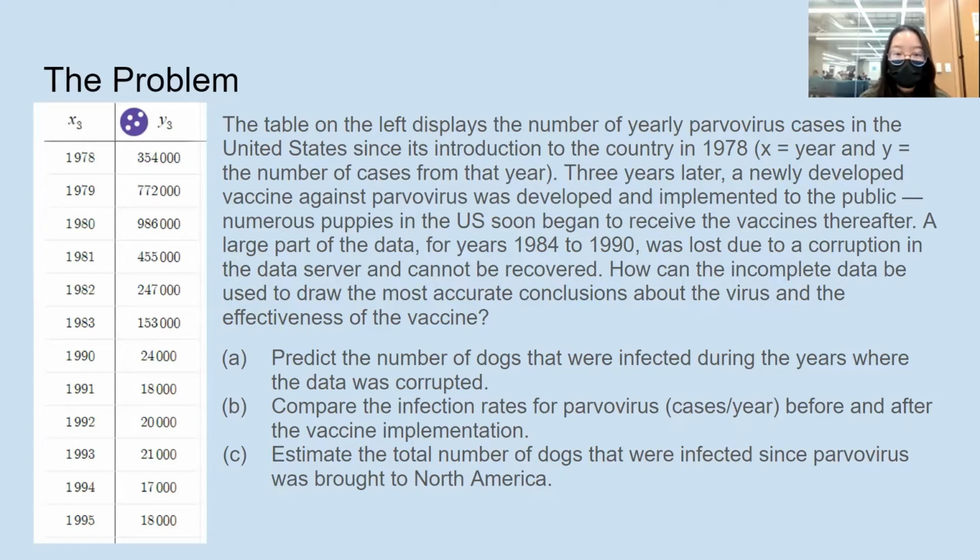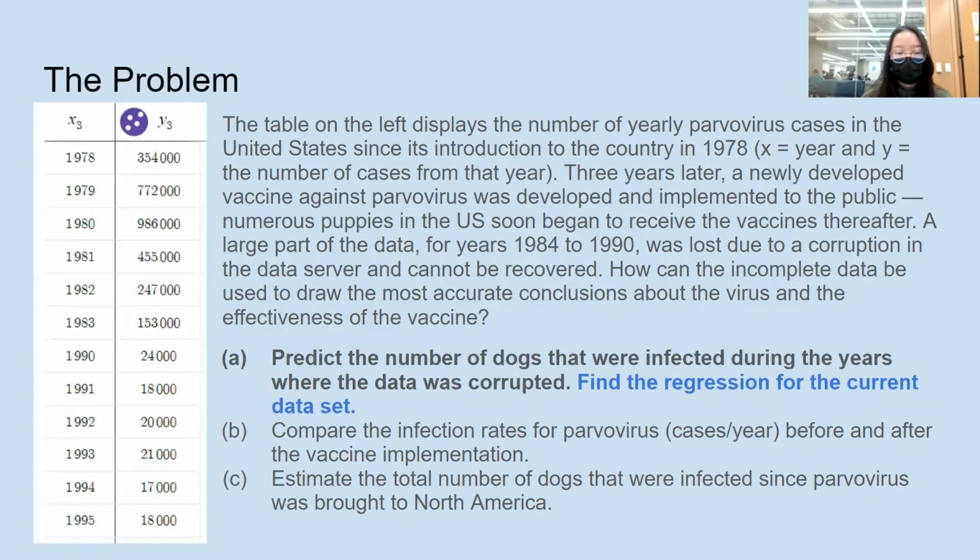How can the incomplete data be used to draw the most accurate conclusions about the virus and the effectiveness of the vaccine? For part A, we will predict the number of dogs that were infected during the years where the data was corrupted. B, compare the infection rates for parvovirus before and after the vaccine implementation. C, estimate the total number of dogs that were infected since parvovirus was brought to North America. And first, we will tackle part A by finding the regression for the current data set.